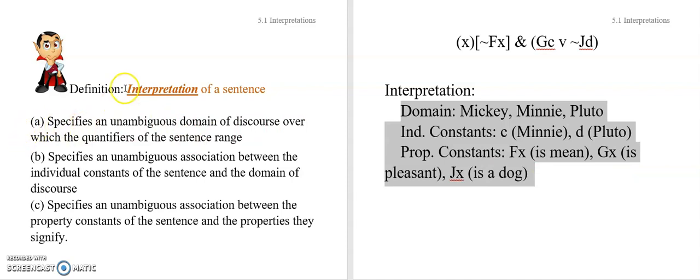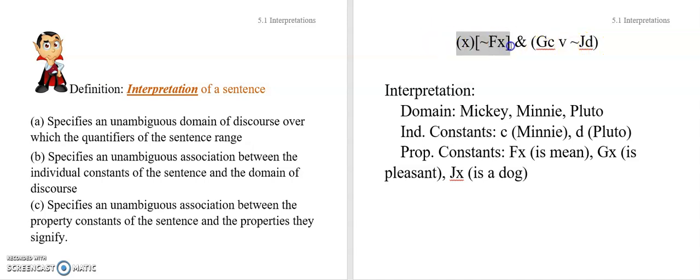It's just that I've formally laid out what an interpretation of a sentence is, and it does all these things. So on this interpretation, this sentence says everything in the domain, Mickey, Minnie, and Pluto, is such that they're not mean. And C, which is Minnie, is pleasant, and either Minnie is pleasant, or it's not the case that Pluto is a dog. And that's what it means.